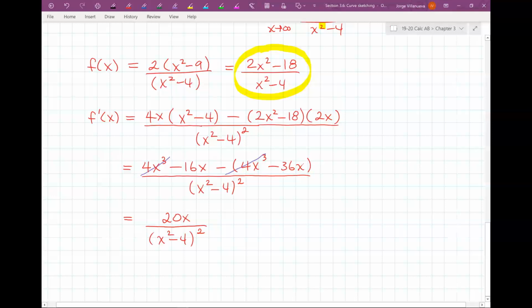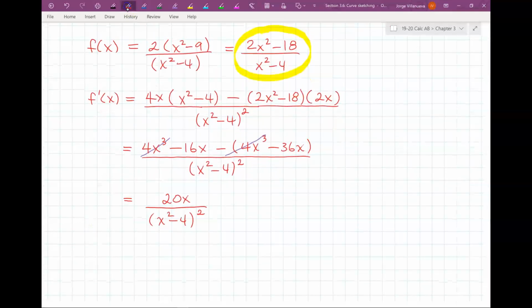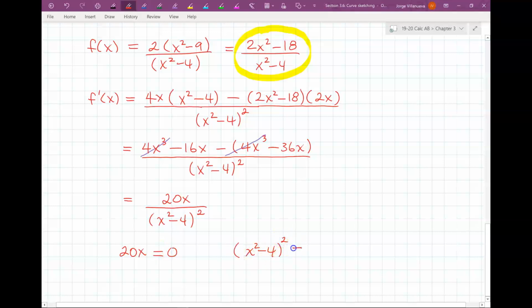So if I want to find critical numbers, the definition of critical numbers is that you figure out what makes that function equal to 0 or what makes it undefined. The way you figure out what makes it equal to 0 is you set the numerator equal to 0. The way you figure out what makes it undefined is you set the denominator equal to 0.